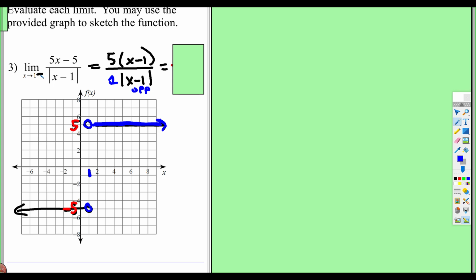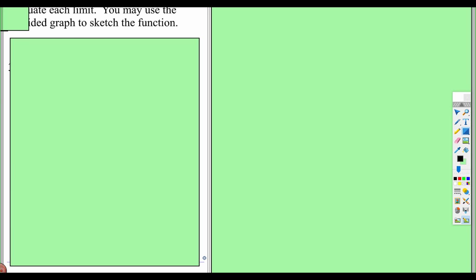And because this is one-sided, we look from the left side. So here's the left side, here's the right side. Well, on the left side of 5, we are down there at negative 5. So that's how you do those. All right, I'm going to cover this up.